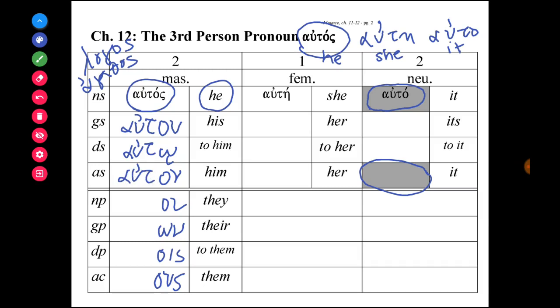If I want to say the nominative plurals, it would be autoi, "they." The genitive would be autōn, "their," or "of them." And then the dative plural would be autois, or "to them." And the accusative plural would be autous, or "them."